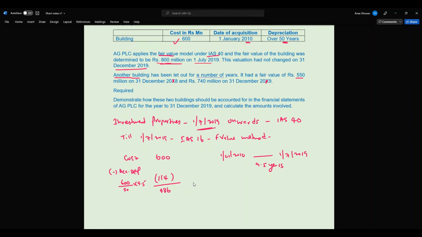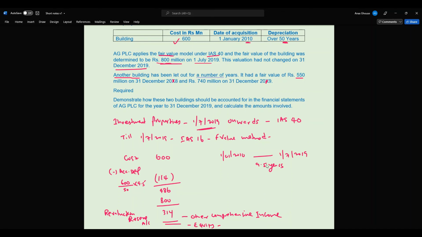When you compare this 486 million with the fair value of 800, the difference is 314, which is the revaluation amount. This will be transferred to the revaluation reserve account. Prior to the transfer to investment property, the property is measured at fair value in accordance with IAS 16. So the revaluation reserve of 314 million will be recognized in other comprehensive income, and the revaluation reserve amount will be shown in the equity statement.